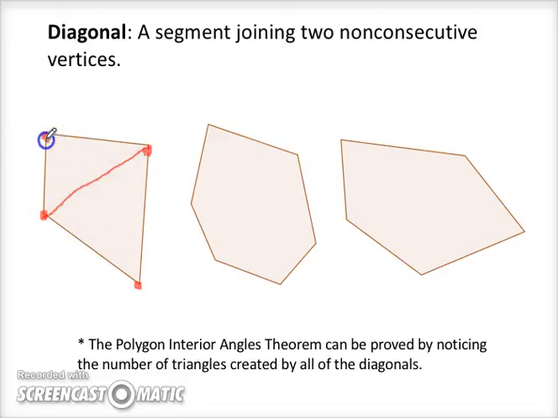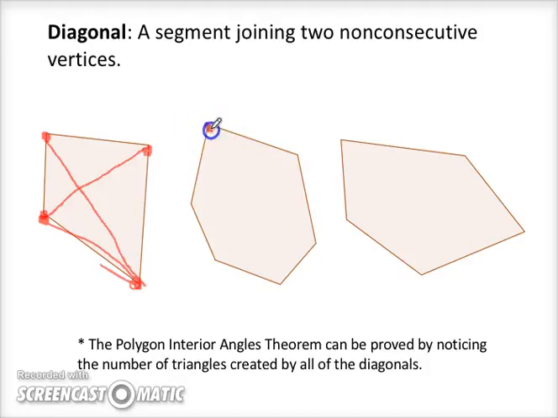And we could also draw a diagonal like this. But drawing a segment from this vertex to this vertex is not a diagonal. It's actually one of the sides. So it's pretty clear that it's not a diagonal.